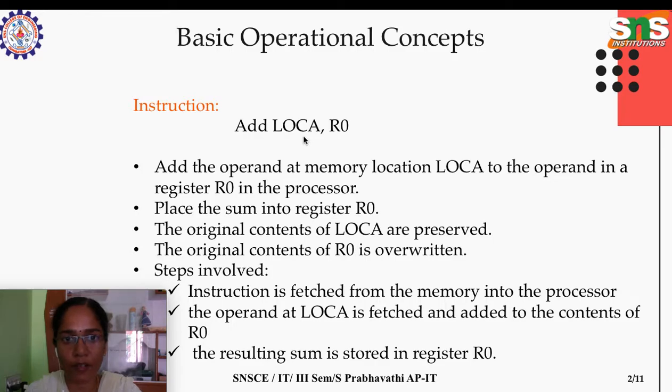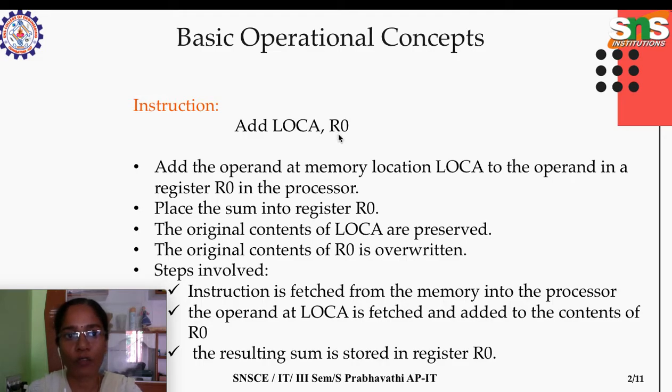Location A says the address. When we fetch an instruction from the memory, that instruction is stored in the memory and has an address. Here location A says the address, and in that address the operand is available that needs to be fetched. R0 is the register. Inside the processor some general purpose registers are available to handle the arithmetic and logic unit operations.